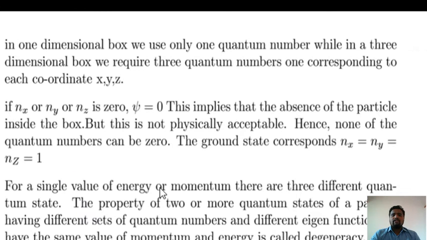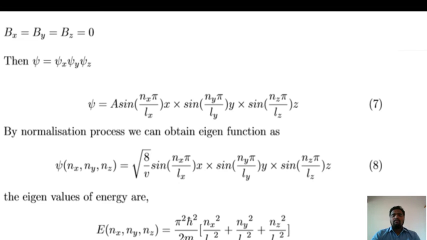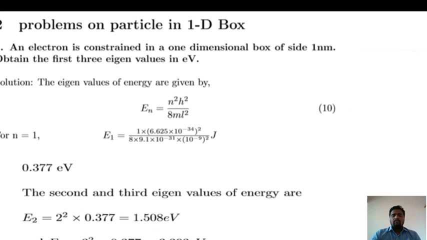For a single value of energy or momentum, there can be different quantum states. The property of two or more quantum states of a particle having different sets of quantum numbers and different eigenfunctions, but the same value of momentum and energy, is called degeneracy. So this is how the particle in a one-dimensional box is generalized to a three-dimensional box. Then we move on to the problems on particle in a one-dimensional box.